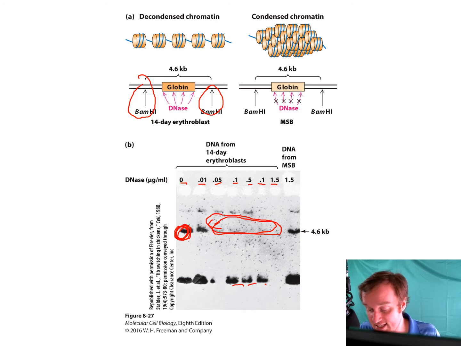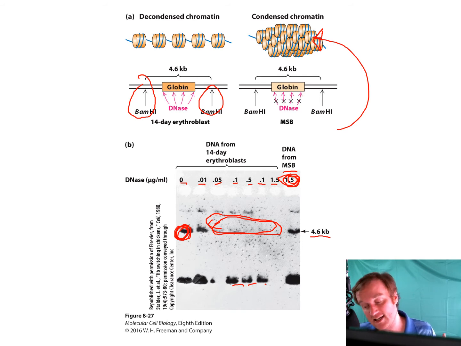Now, in the MSB cells, which are not expressing globin, and thus wrapped up in this condensed chromatin that we see pictured up at the top here, even when we treat it with the highest amount of this DNase, we end up with still our globin gene intact. And that's because it's wrapped up in that chromatin and protected and not exposed to any sort of protein, whether it's a protein that will transcribe it or a protein that will degrade it, like DNase.